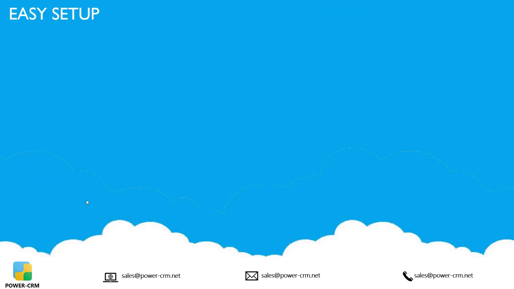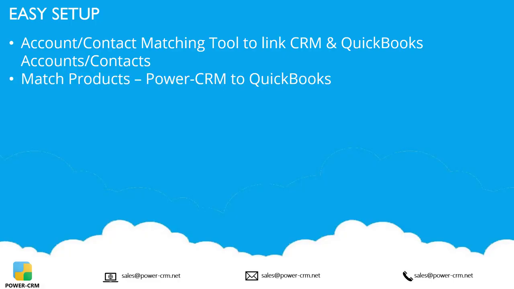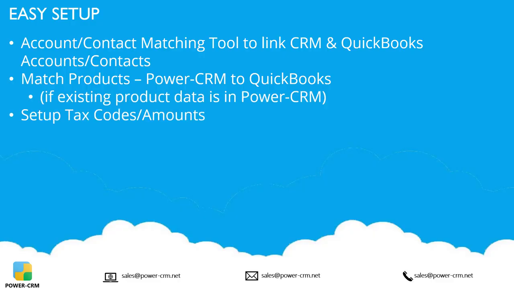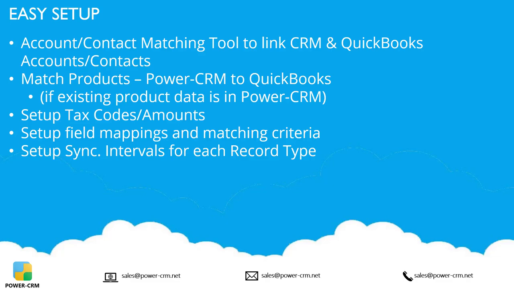Typically, our expert team sets up the integration initially. The main steps to setting up the Power-CRM QuickBooks integration are to use our matching tool to match and link accounts in CRM with their corresponding accounts and contacts in QuickBooks. Match products to QuickBooks from Power-CRM, only applicable if you have product data already in your Power-CRM. Set up tax codes and amounts. Set up field mappings and the matching criteria used to avoid duplicates of records. Set up synchronization intervals for each different record type. For example, you might choose to synchronize your product information more frequently than you would your account contact information.